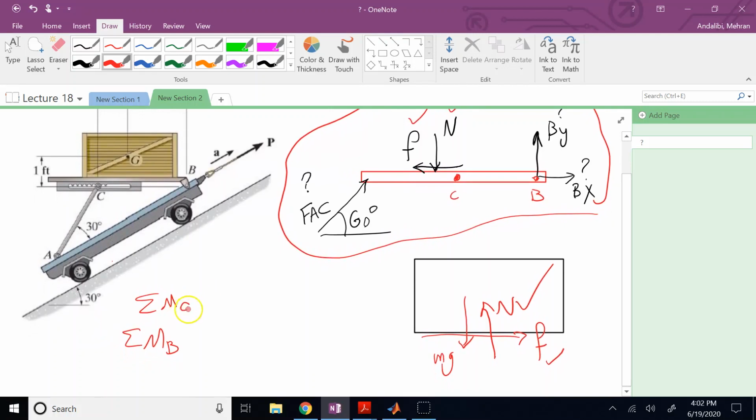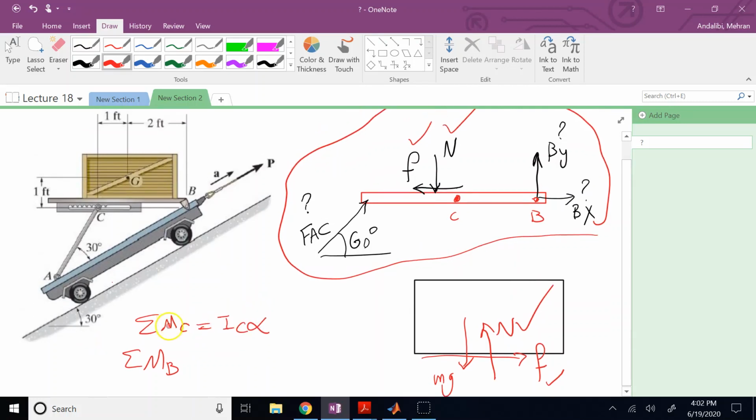So you have to either say sum of MC is equal to IC times alpha. And when you do that, the problem is in that equation, By would show itself because By has a moment about C, and then this other unknown force. So you have two unknown forces showing themselves here on the left side. And that equation alone cannot give you the number for any of them, even if you say alpha is 0 in this case, which it is. So you cannot find any of these two forces directly because you have one equation and two unknowns.